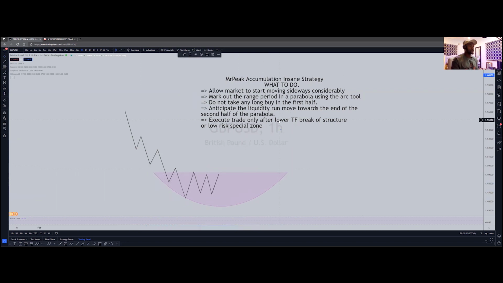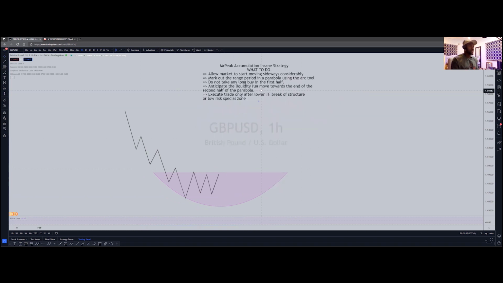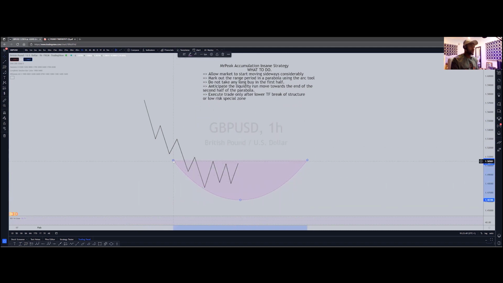So let me reduce the size of this so that we can have a good place to write. So I've reduced the size of this. As I explain my strategy, I will also follow up with what I've written on the screen. So what is here? I said, allow market to start moving sideways considerably. So can you see market is moving sideways considerably?